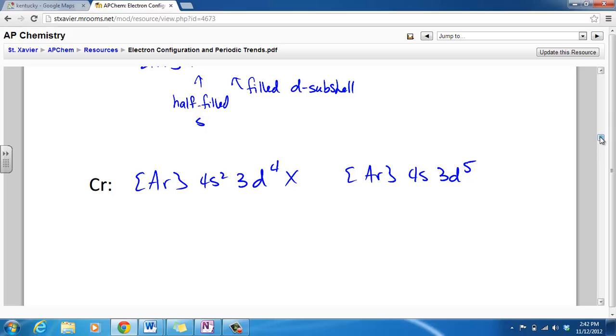You guys don't have to memorize these exceptions, but you should understand why they occur. And again, a lot of times it's to get these half-filled shells, which means that some electrons won't be forced to be paired together.